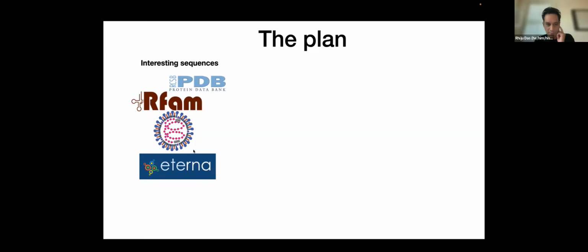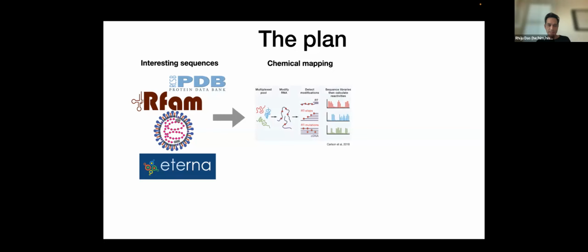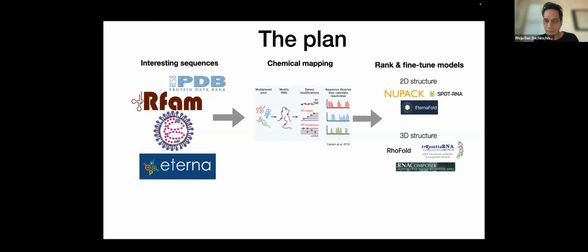And I'm going to tell you a little bit more about another source of structures called Eterna, which actually ended up being the most powerful source for this initiative. Once you have those sequences, then you need to get a lot of structural data. And we have access to cryo-EM and other 3D structural biology techniques, but I'm going to tell you a little bit in the talk about another approach called chemical mapping, which is, I'd say, uniquely powerful for RNA structural information. And it also has its limitations.